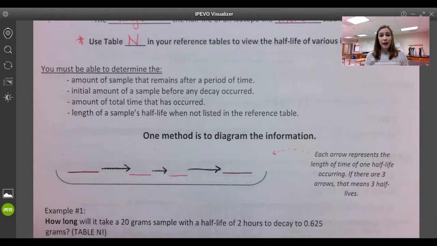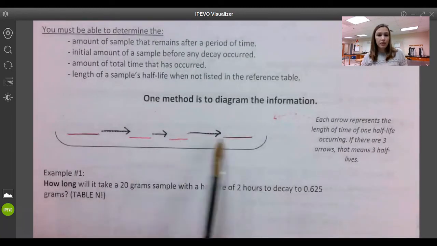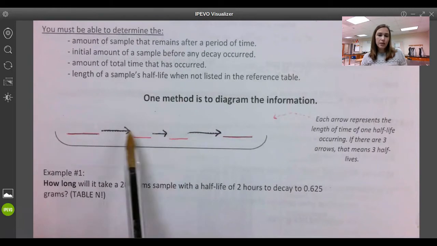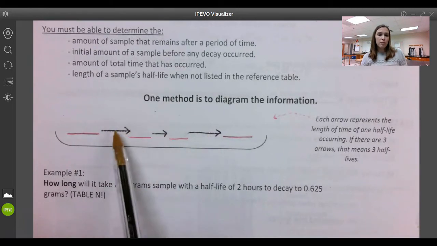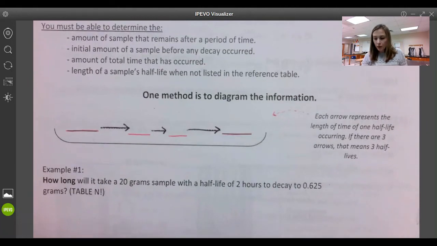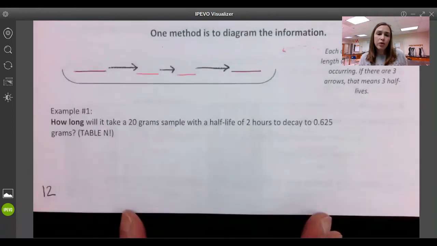I'm going to be using a diagram method for you, and you'll see this idea where I'll be writing the amounts on the lines, and then my arrows represent the half-life times. So like in this diagram, I would be able to say that I had 3 half-lives, which would then give me information. Okay, so let's get into the examples so you can see how these go. And again, you want to have Table N close by.